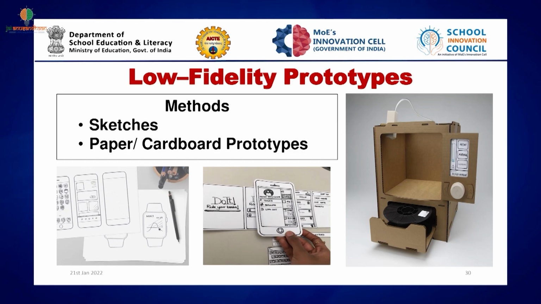So as you can see in the images, if you want to create an application for a smartphone, you can create different screens on a paper, and the outline of the phone is movable just to indicate what the different screens are, what is the sequence, what is the workflow. This is a working prototype, but a low fidelity one. Similarly, the cardboard model image which you see on the right is a model of a 3D printer which is made out of cardboard. So you can explore these methods in the initial stage of your prototyping.